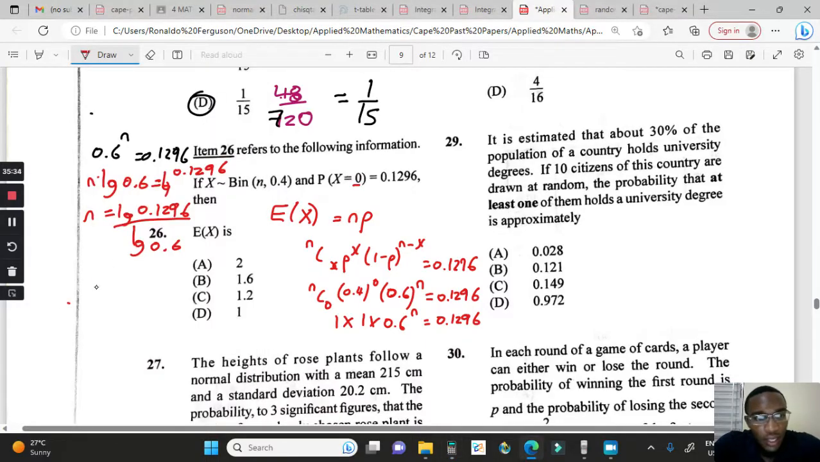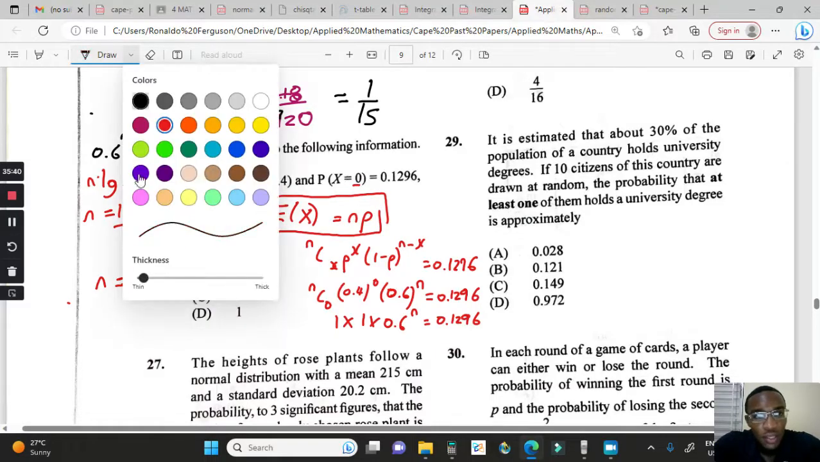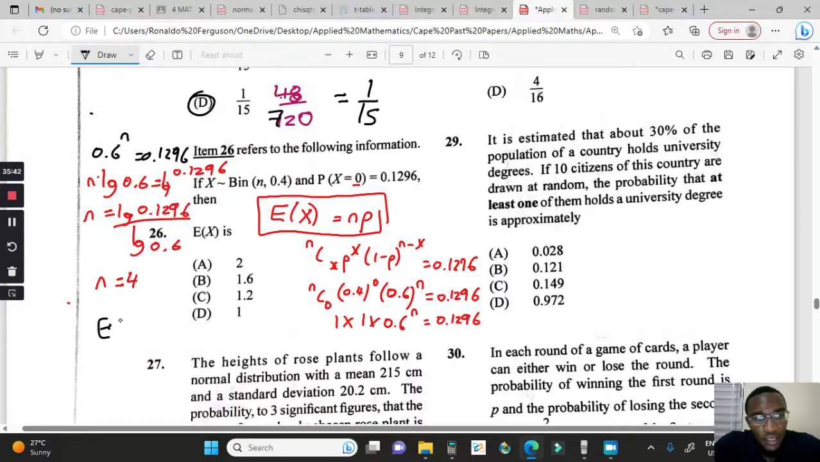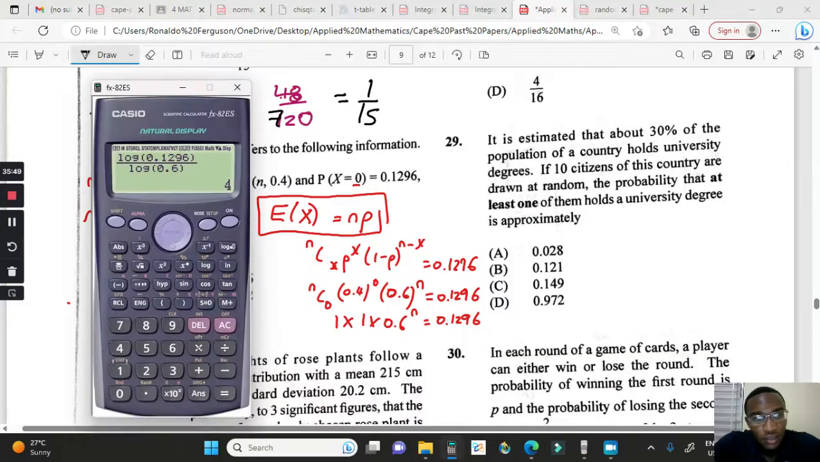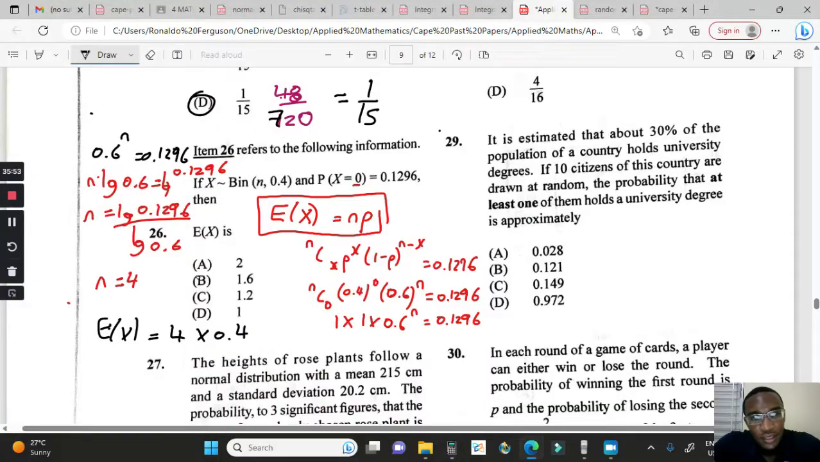So now that n equals 4, we can use the formula. Remember, the aim was to use this from day one. The expected value of x is equal to 4 times 0.4. Putting that in the calculator, 4 times 0.4 is 1.6. Option B. Alright, cool.